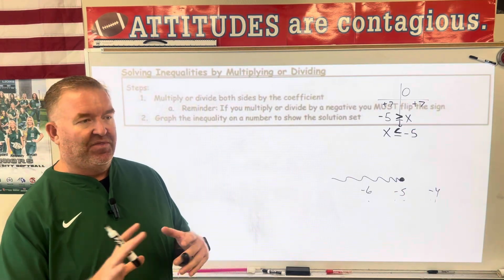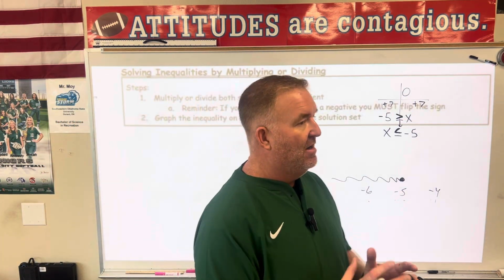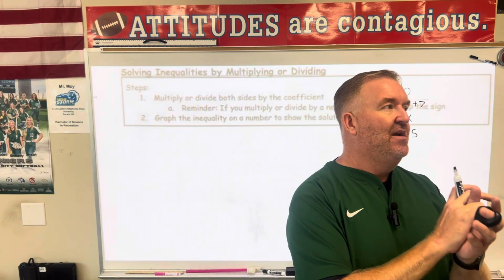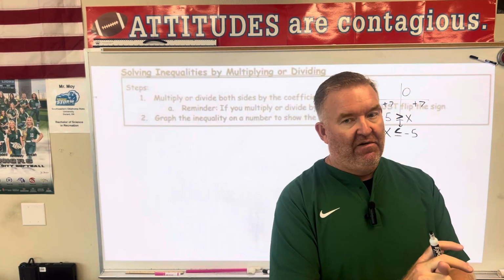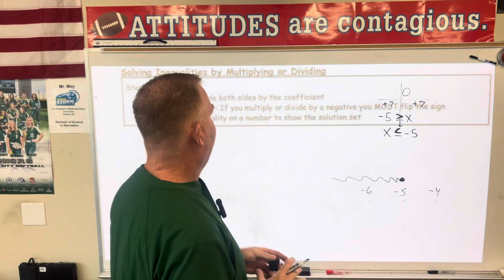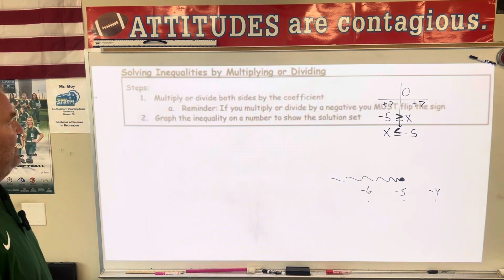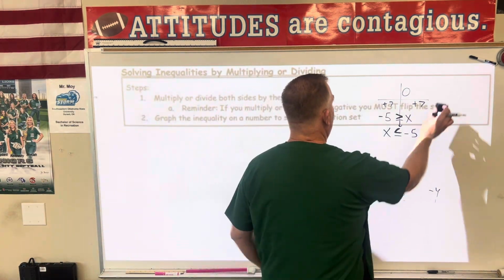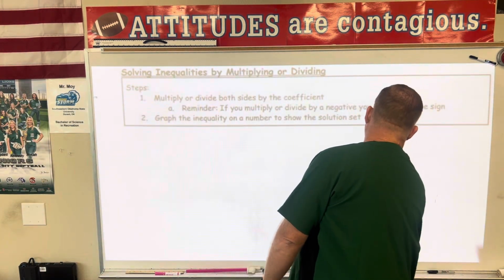I wanted to kind of skim through one-step inequalities, which is fine. I really, really want to get to this. This is extremely important. I know I'm kind of flying through this, but just stick with me. This is very important. You're going to multiply or divide both sides by the coefficient. Here we go. This is the part that is extremely important, and you're going to see this now.